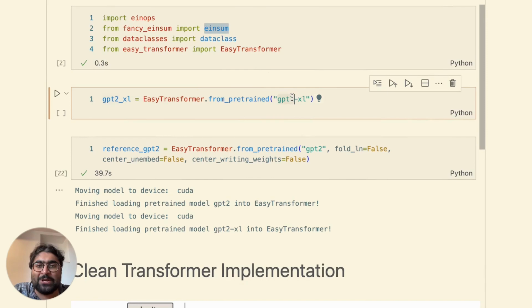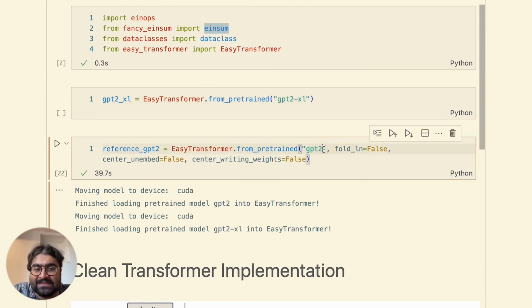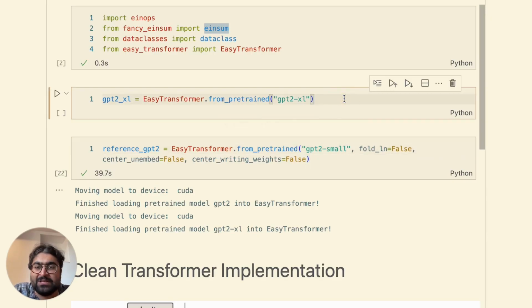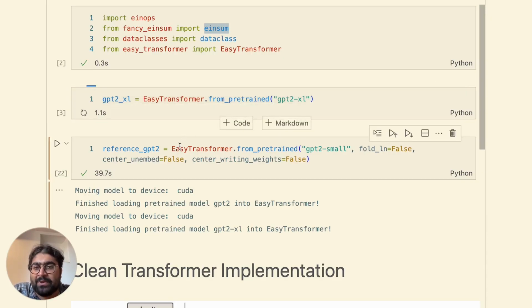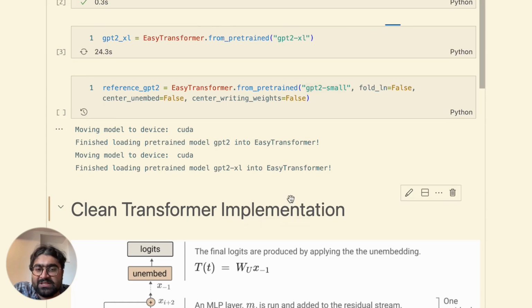EasyTransformer.fromPretrained just loads in an open source model. Here I'm going to load in GPT-2 XL, which is a 1 billion size model for when I want to demonstrate what a big chunky model looks like. And for the most part, I'm going to keep around this reference of GPT-2 small, which is an 80-ish million parameter transformer. As we write our transformer, we're going to be checking how it actually works and using this reference transformer to validate things. Let's jump into this.